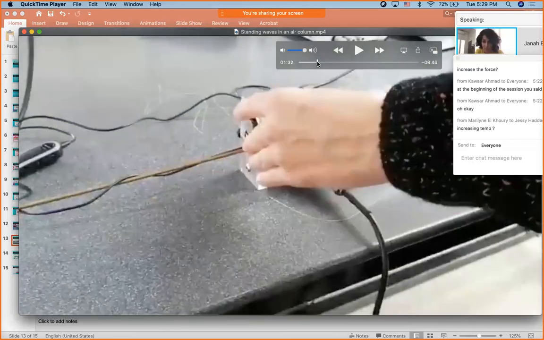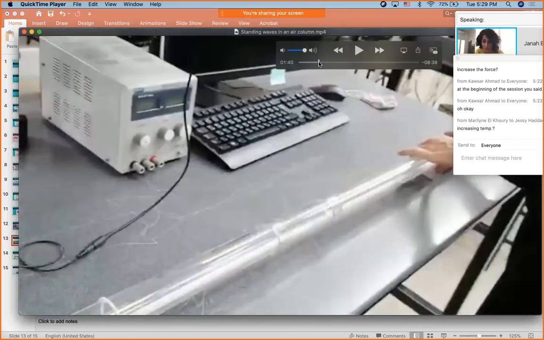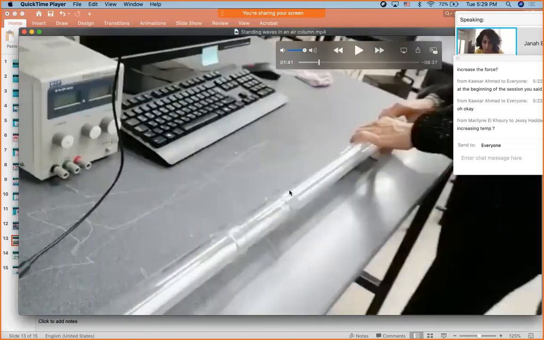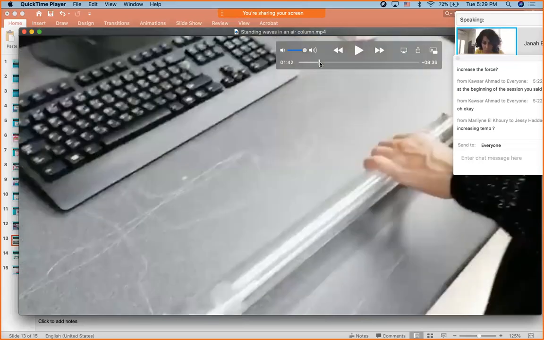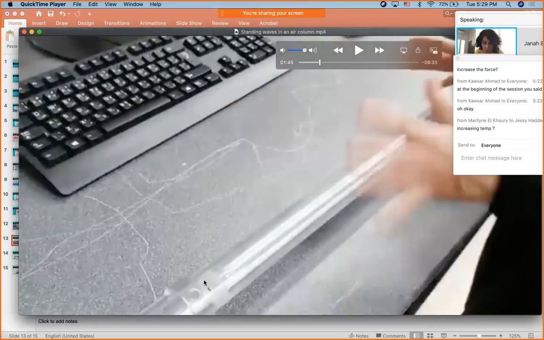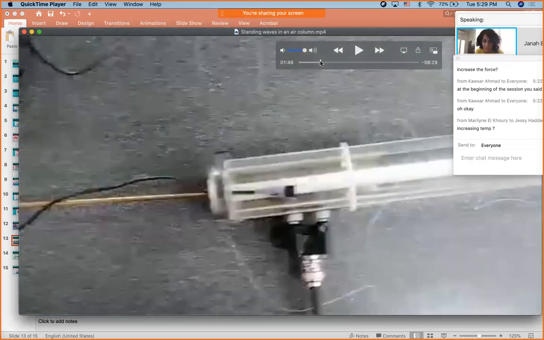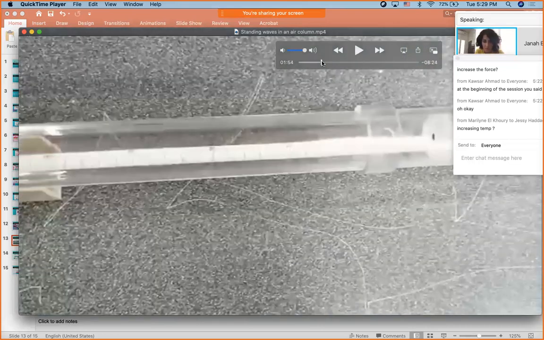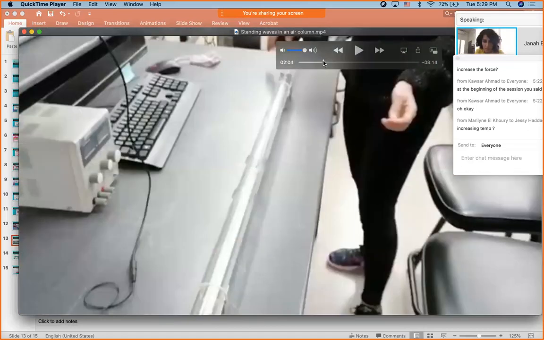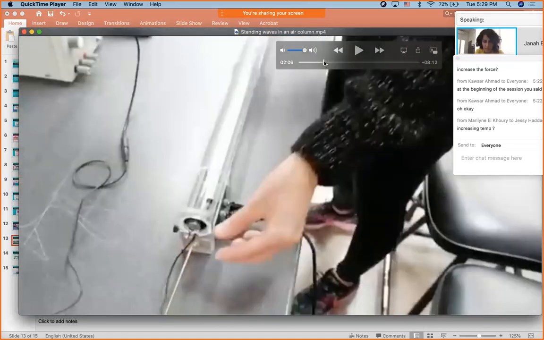I'm explaining the speaker, the tube, the piston. The piston is white. I don't know if it's visible. Yeah, you see the piston? It's translucent. Okay, I'm showing you the ruler. Okay, probably now I'm gonna start.